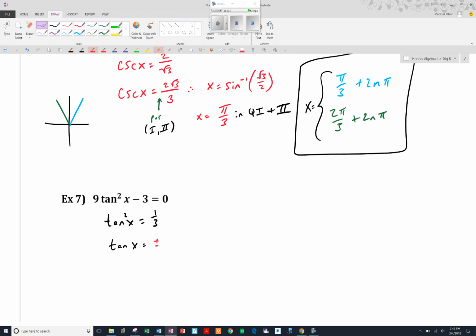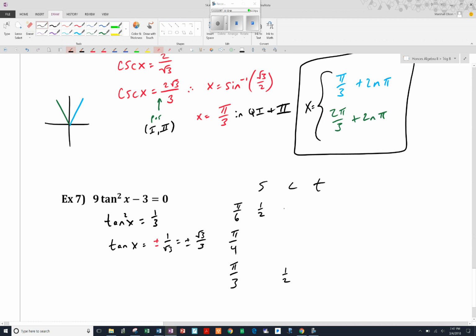The square root of 1/3 is 1 over the square root of 3, which rationalizes to the square root of 3 over 3. Okay? If you can't remember what is what, and you don't have it already, make a quick table to help you out. Oops, pi over 3, it was right the first time. So we know that this is 1/2 and 1/2. This is square root of 3 over 2, square root of 3 over 2.